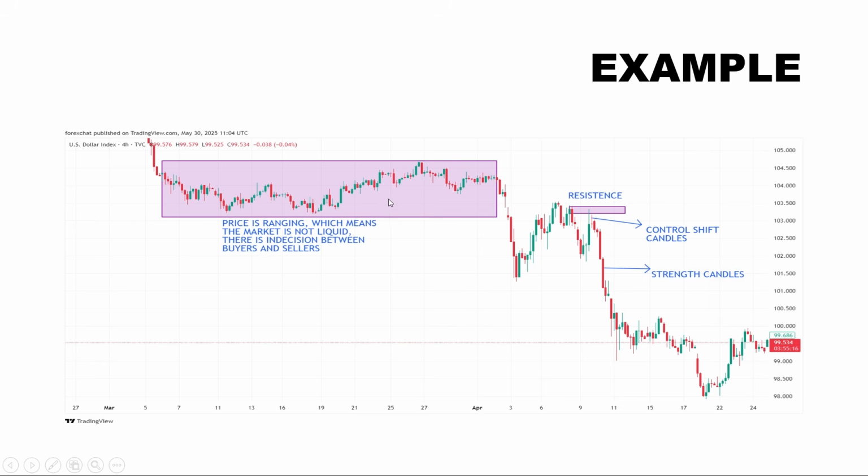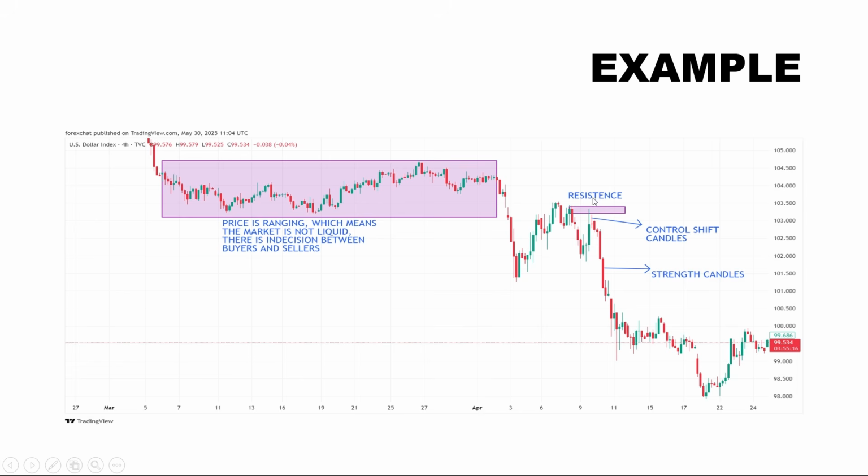So what we can see here, but then price moves away from this indecision and it goes down, right? This shows you that the sellers are in control of this market. But then it comes back and retests the ranging zone, right? And then it comes down. But then it comes back again.